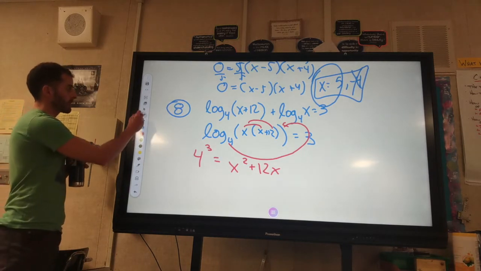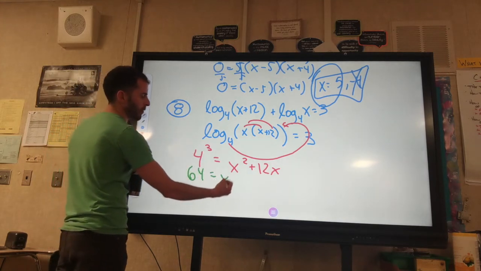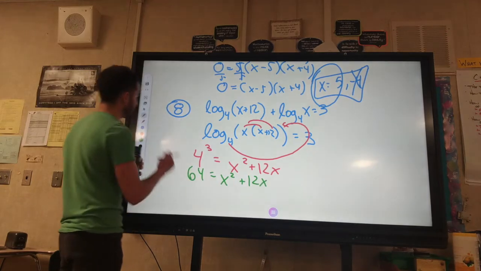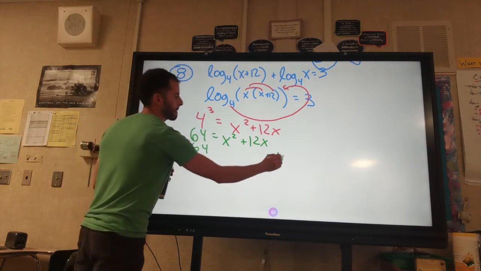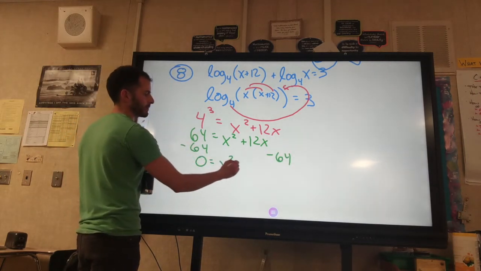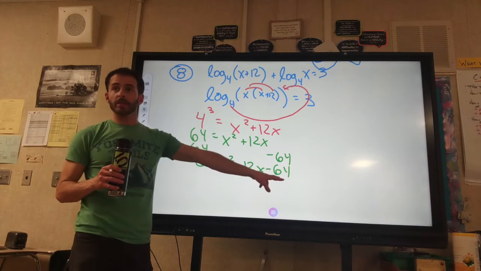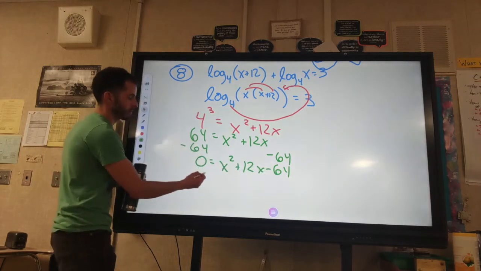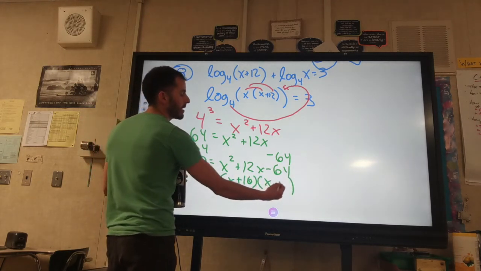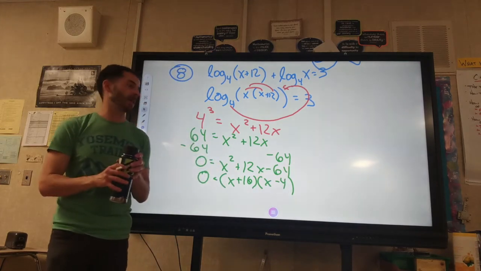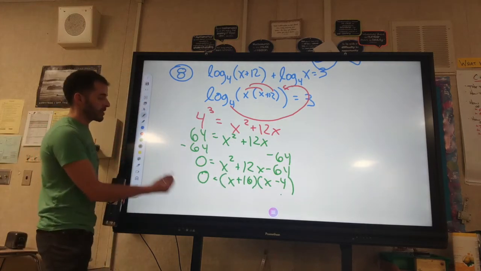I need to know what 4 cubed is. 64. Very good. So 64 equals x squared plus 12x. We take away 64 from both sides. We get 0. And now I need to think of 2 numbers that multiply to 64 but subtract to positive 12. 16 and 4. Again, I always think of the numbers first and then I figure out the signs. Positive 16 minus 4 gets me positive 12. So to get an answer, I just change the signs.